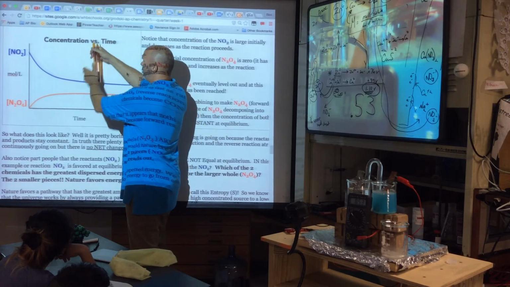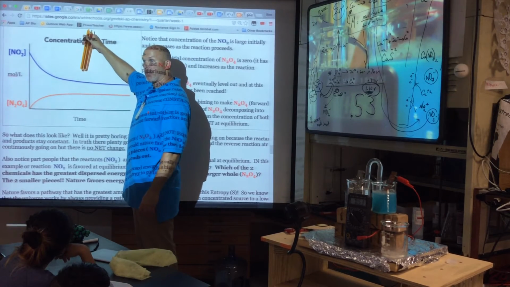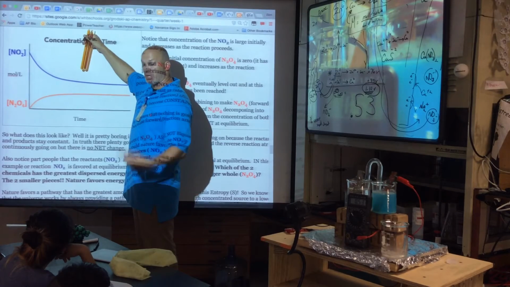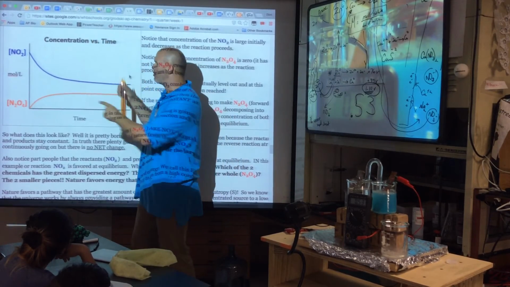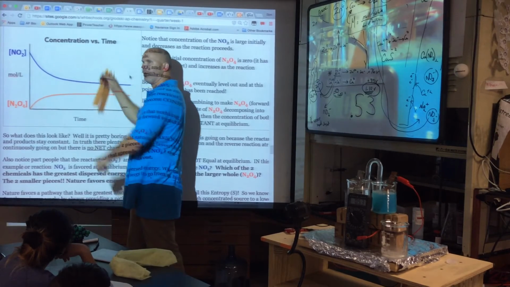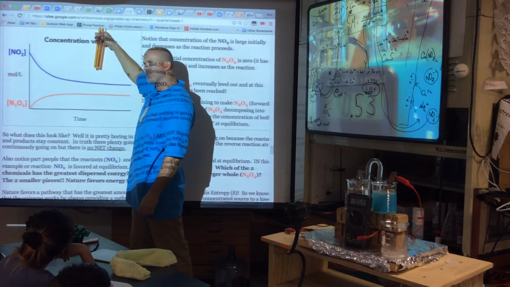And both gases are existing in equilibrium. The color is not changing, so it tells me that we're in equilibrium. It's also telling me who's favored: the brown color, which is the NO2.